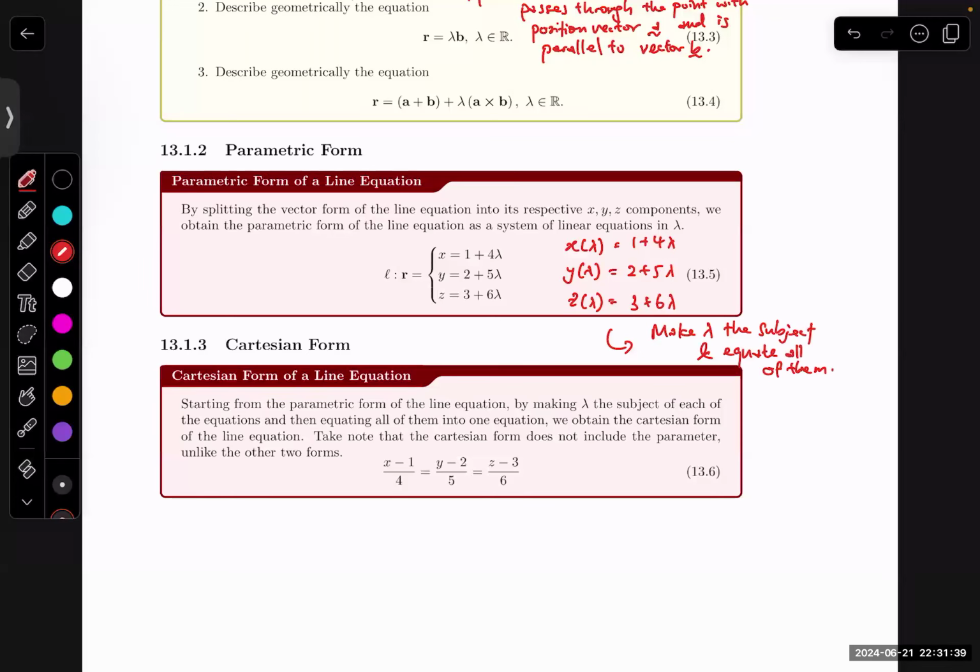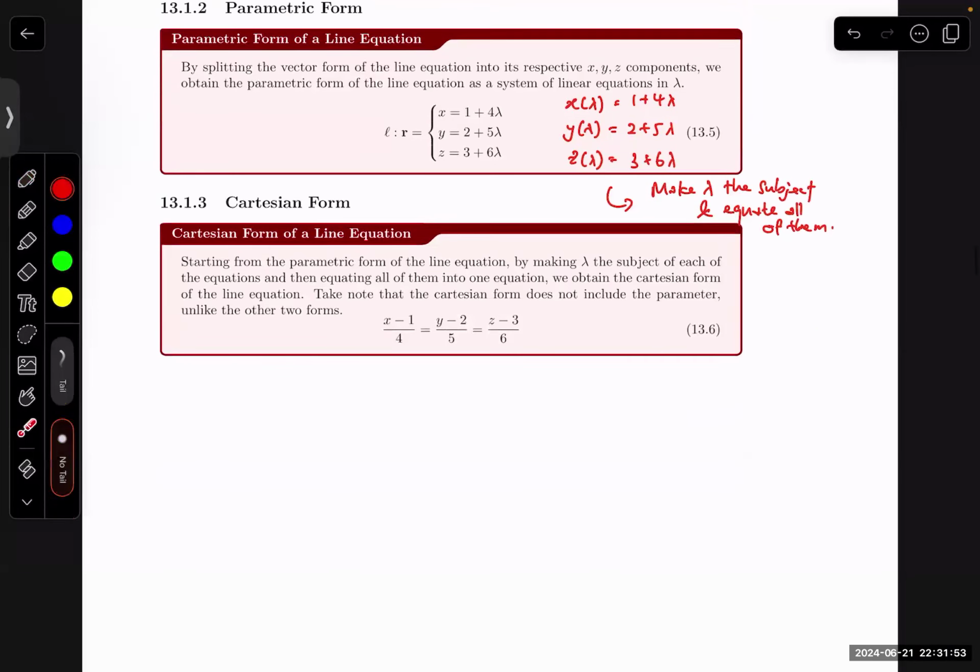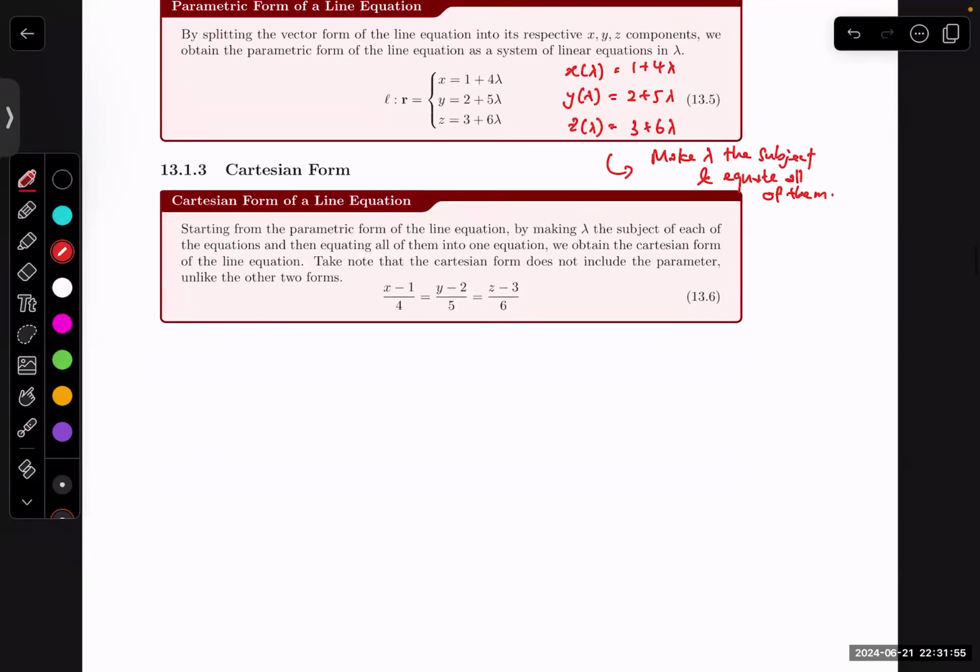And usually it's only worth like 1 mark, unless they're exceptionally generous. The more important thing is to know how to switch back, which is still very simple. You just let each one be equal to lambda. So let me just do it for this example.